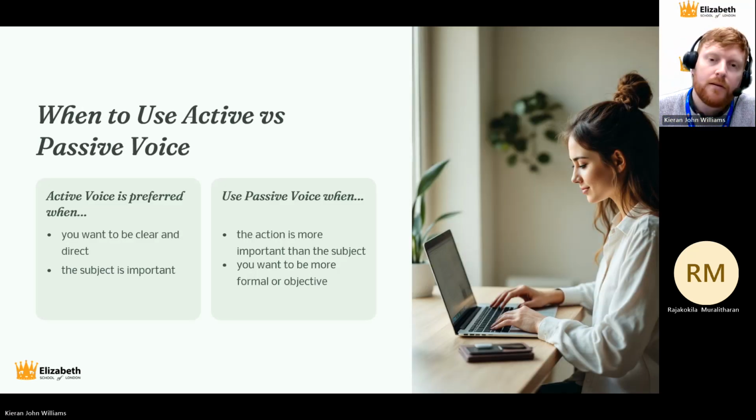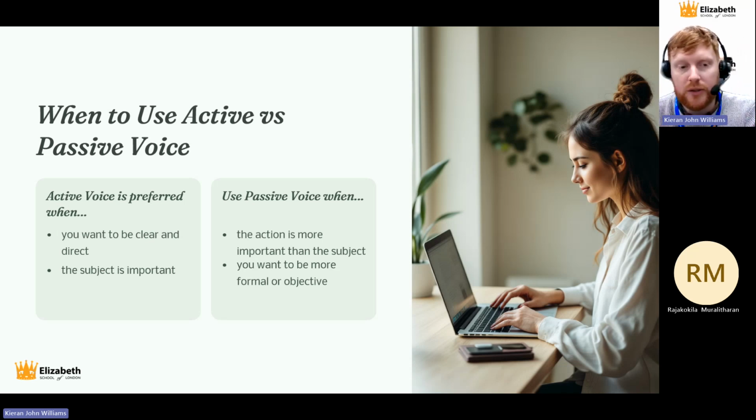So we know what it is. We know how to make it. Next, we need to think in what situations we use active and what situations we use passive. So the active voice is used most of the time, and that's if we want to be clear and direct about what is happening in the sentence. Okay, and it is when the subject is the important part.